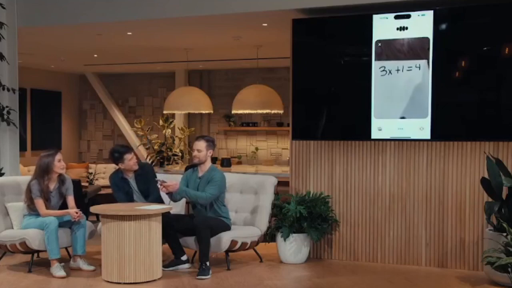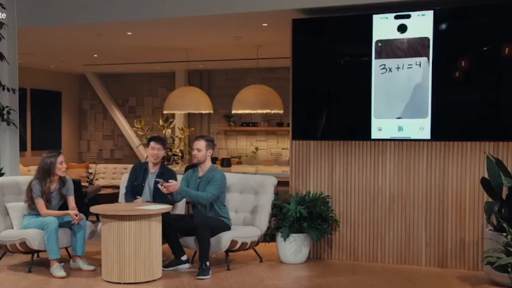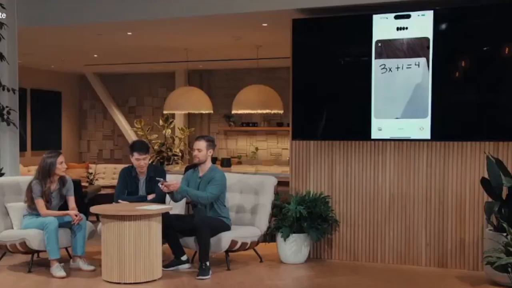Ah, I see it now. You wrote down 3x plus 1 equals 4. Yep, exactly. So what's the first step I should take to try to solve this? The first step is to get all the terms with x on one side and the constants on the other side. So what do you think we should do with that plus 1?